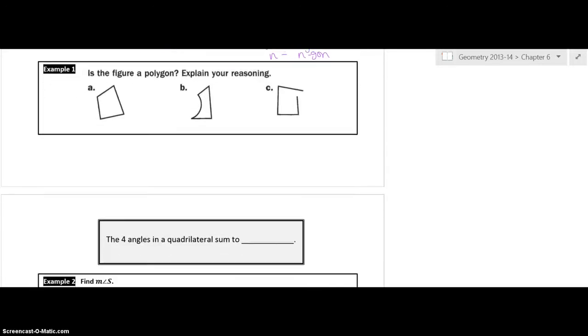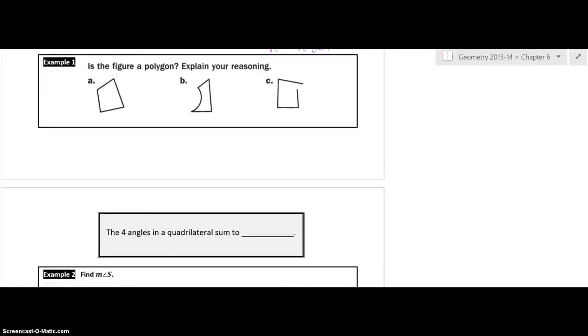And then let's go ahead and do an example. Example number 1 says, is the figure a polygon? Explain your reasoning. So A would be a polygon. It's closed and it has 4 sides. This would be a quadrilateral. B, however, would not be a polygon because of this curve right here. You cannot have curves. Remember, the sides can only be formed with segments.